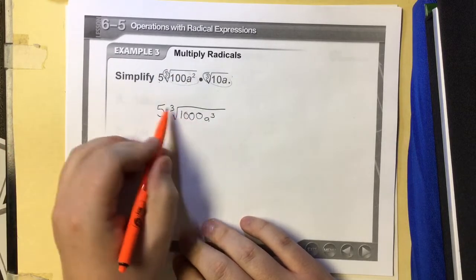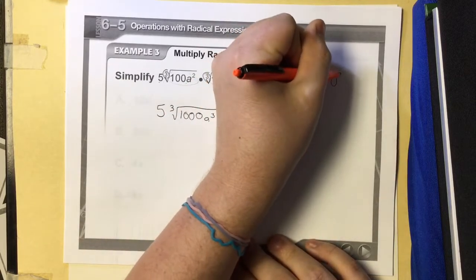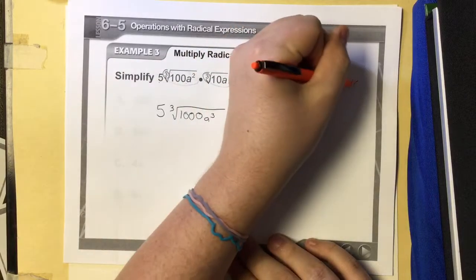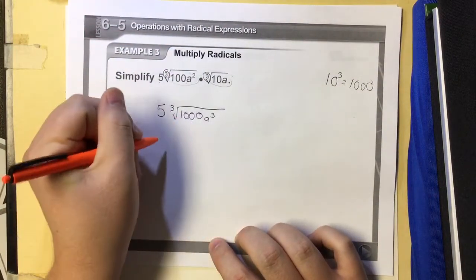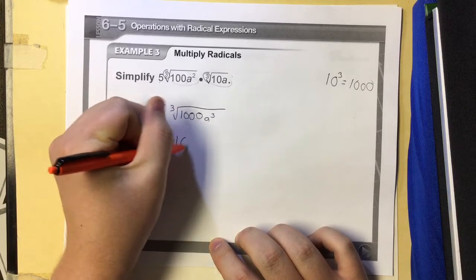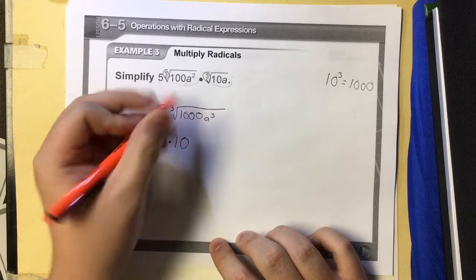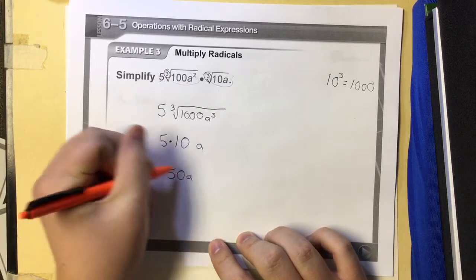To find the third root of 1,000, since it has 3 zeros, that makes me think it is probably 10 to the third. 10, 100, 1,000. 10 to the third is 1,000. Third root of 1,000 is 10. So I have 5 times 10. Third root of a to the third, 3 divided by our index is 3, so just a. 5 times 10 is 50a.